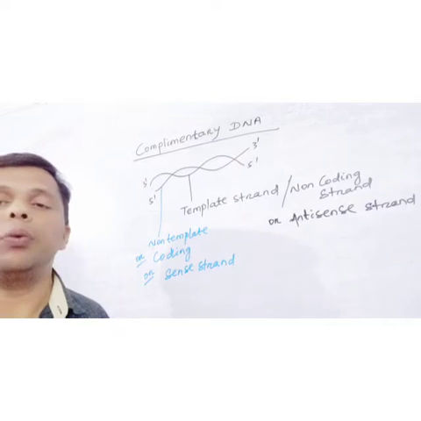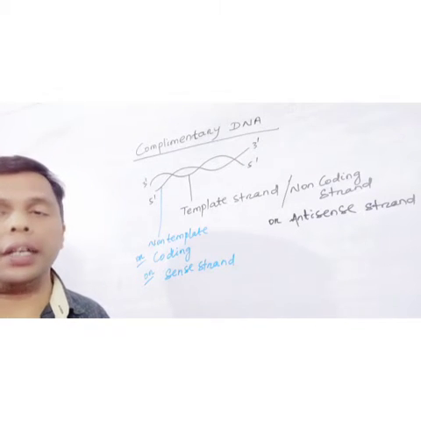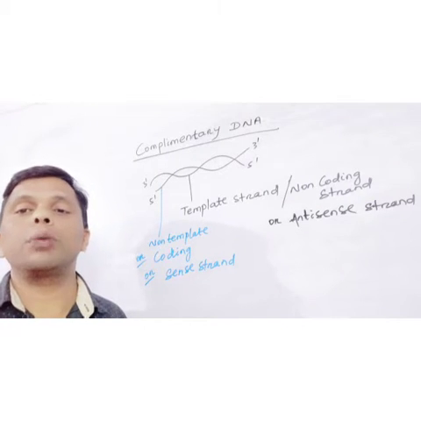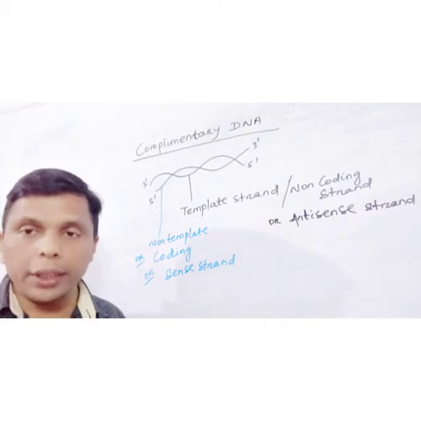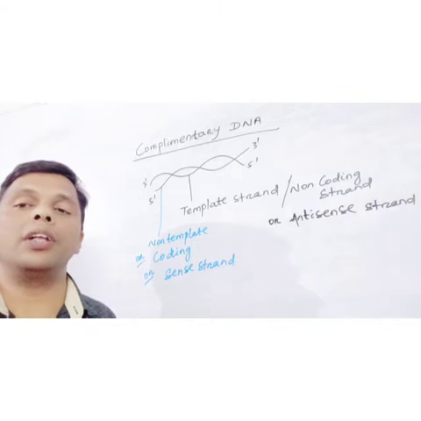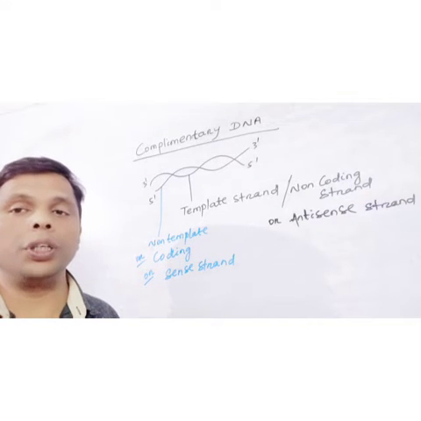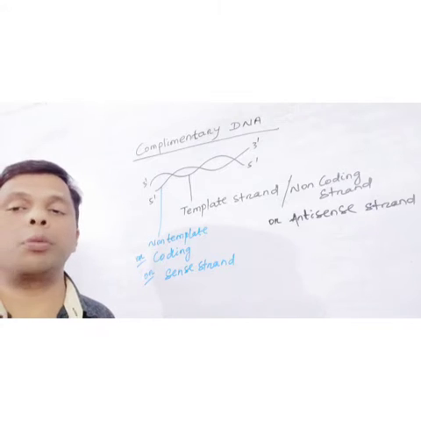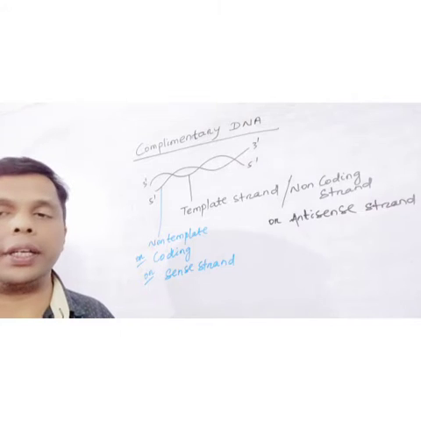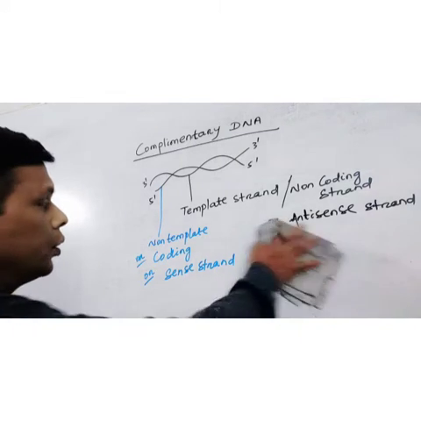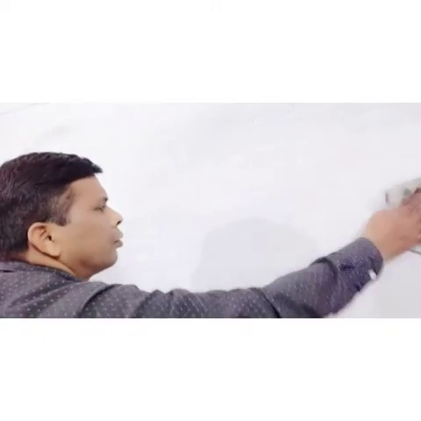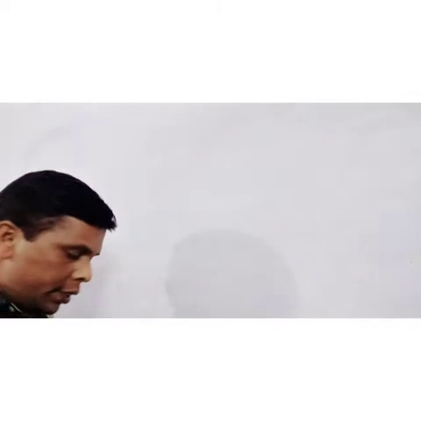Okay, then what about complementary DNA? We have already studied the process of replication. During replication, the DNA produces another DNA which is equal to it. Daughter DNA are produced from the parent's DNA. Okay, then what is complementary? Let's erase it.